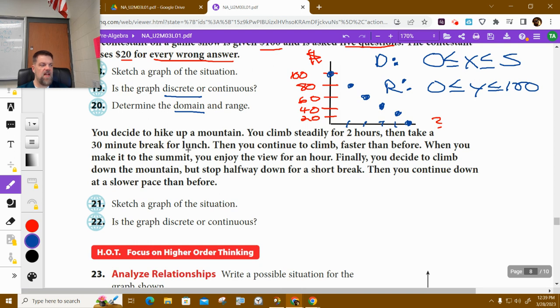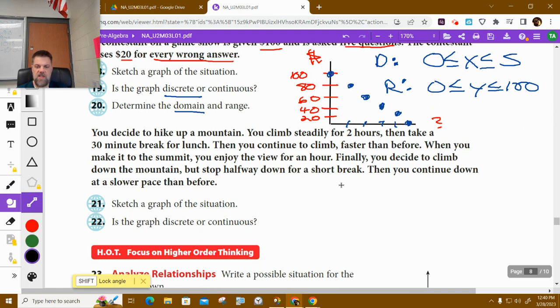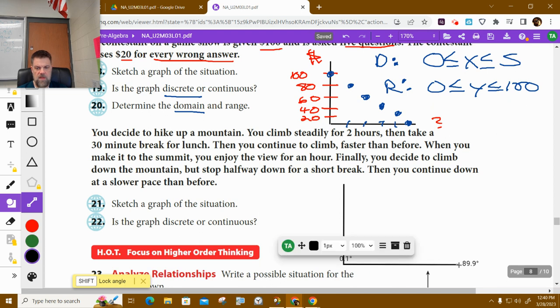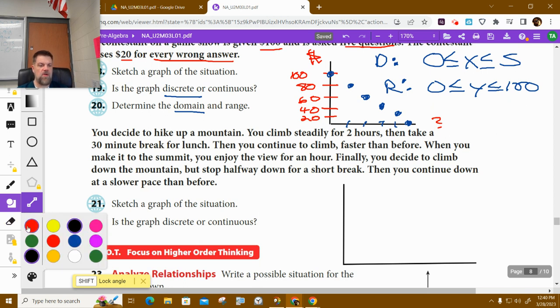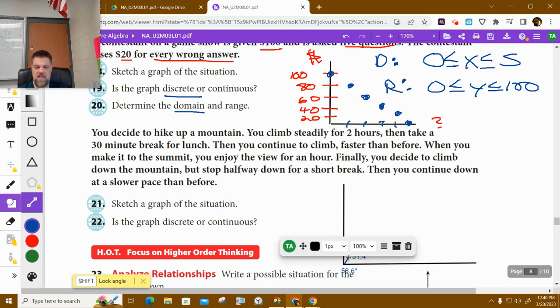It says you decide to climb a mountain, and, well, I know they're going to ask us to graph. So let me just draw the graph, and I'll try to sketch it as we continue along. That's close. I'm trying to get it at 90, but it's really hard to do. All right, so it says you climb steadily for 2 hours. What does that look like? Well, I'm just going to climb steadily for 2 hours.